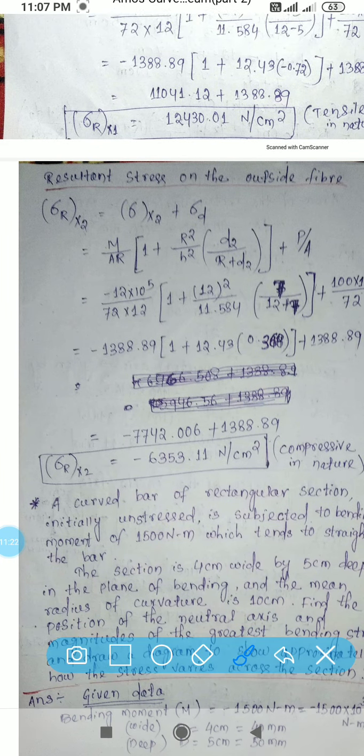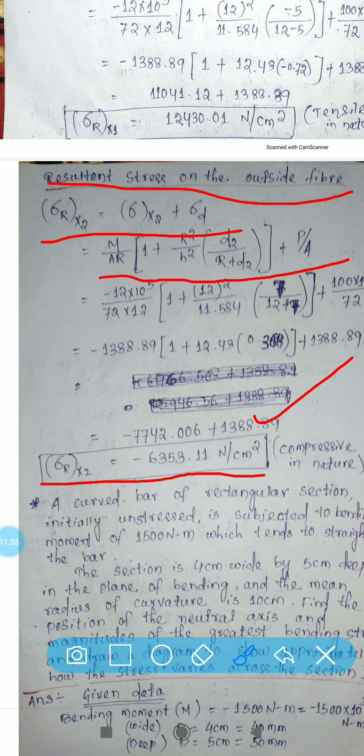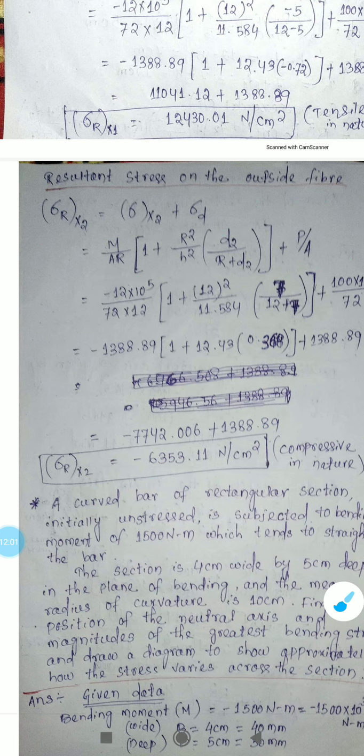Similarly, you calculate the resultant stress at the outer fiber. You put the formula sigma r of x2 equals sigma of x2 plus sigma d. Then you put all values, that is M, A, R square, h square, D2. Here D2 is positive. Then the final value of sigma r of x2 is minus 6,353.11 Newton per centimeter square. This one is negative, and negative means compressive in nature.